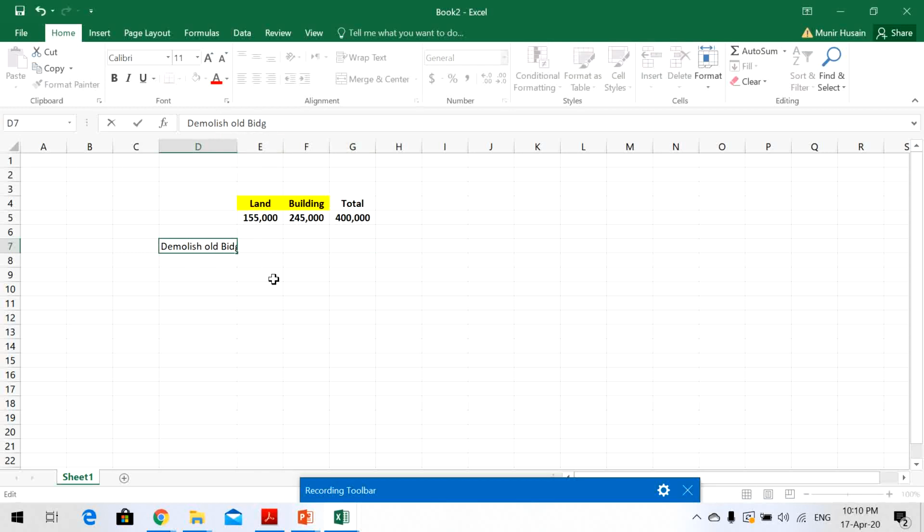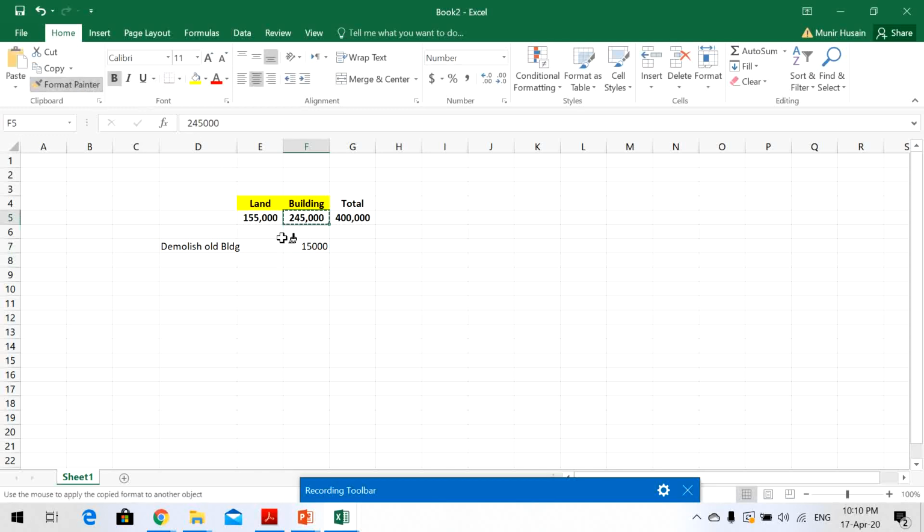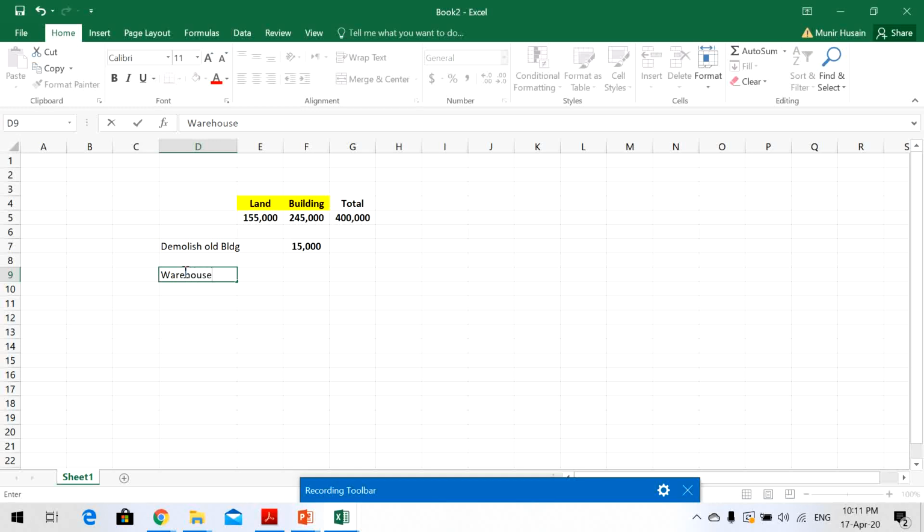Demolish means you need to remove the old building. When you remove the old building, you have to pay someone 15,000. This cost is to remove the building. This is additional cost. And then once you remove the old building, now you have an empty land. On that one you will construct a new warehouse, which will cost you 1,250,000. So this is our situation.